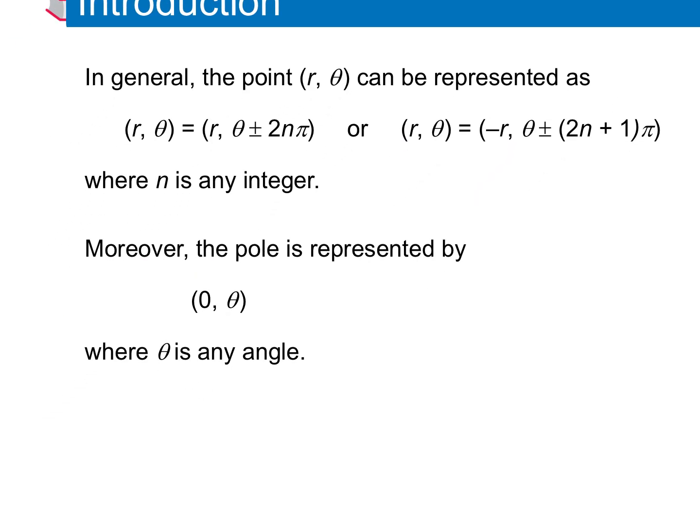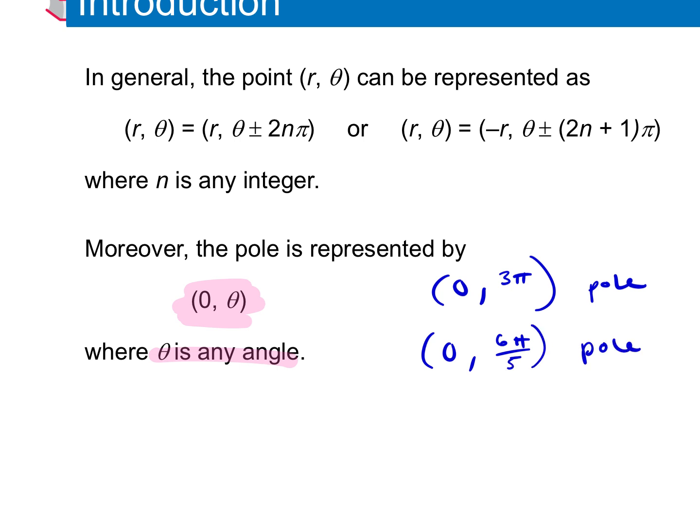One other important thing on this page, it says the pole is represented by 0 comma theta, where theta is any angle. So if I had 0 comma 3 pi, this would end up at the pole. If I had 0 comma 6 pi over 5, this would also end up at the pole. If I had 0 comma 1000 pi over 3, this would also end up at the pole. It doesn't matter what our theta is. If r is 0, your point is going to be at the pole.